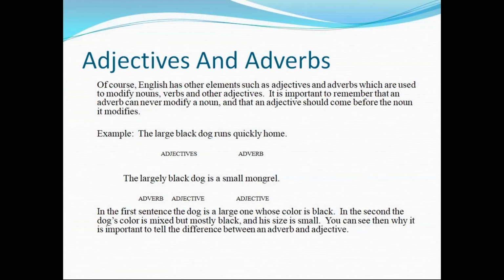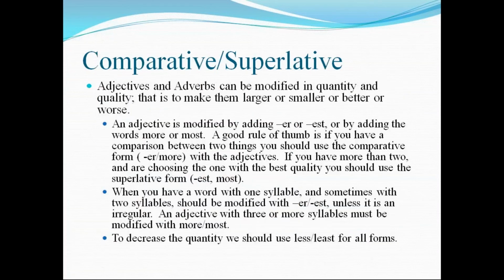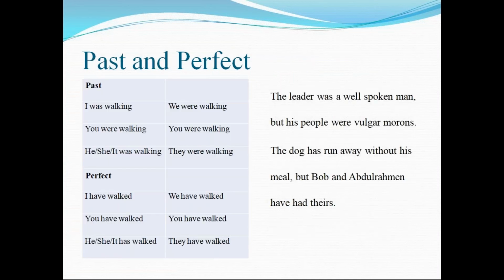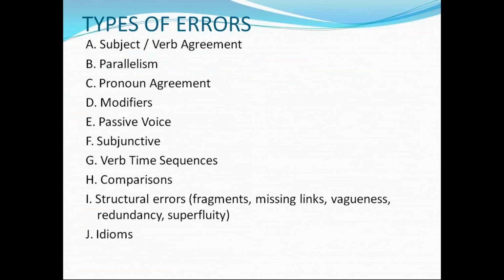We'll probably look at this in a bit more detail at the weekend, but just going over it quickly here. Comparatives and superlatives. Third person singular. I walk, we walk, you walk, he, she, it walks, they walk. So these are common errors that come up in the sentence correction section that we have to identify. Tense, so past perfect, present tense, present perfect, future tense, and so on.